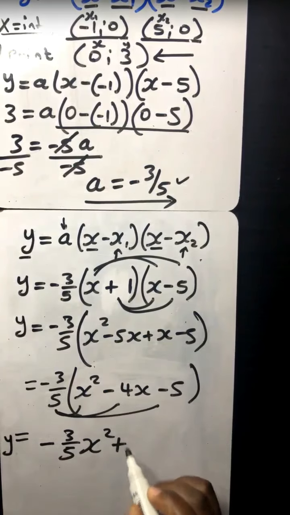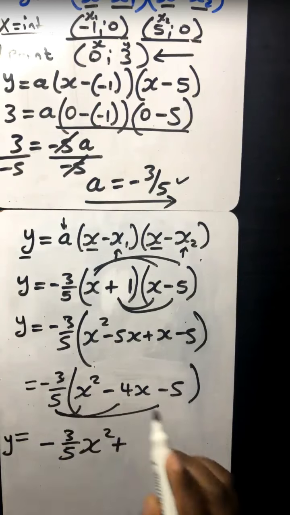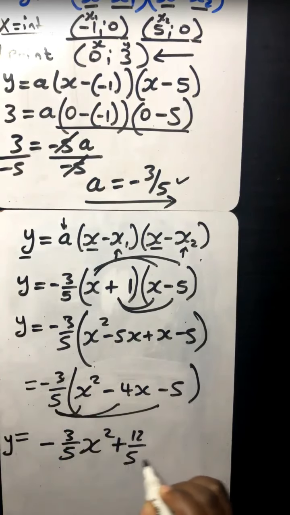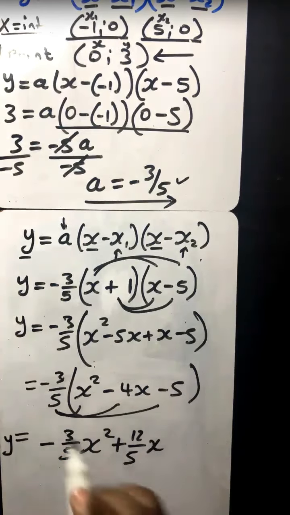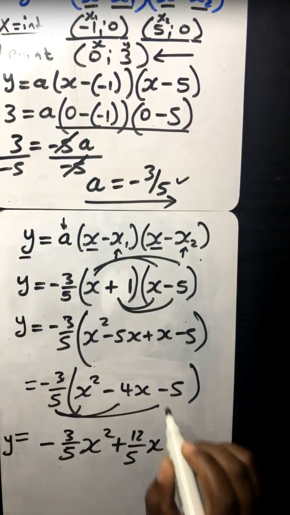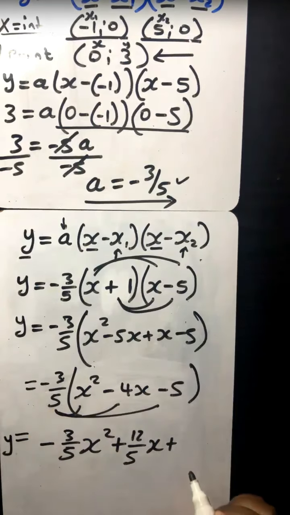One thing for sure, it's a positive number. And then again, what is 4 times 3? I think it's 12. It's going to be 12 over 5x. Then you multiply that again by that. One thing for sure is positive because of that negative and that negative. Then 5 and 5 will cancel. Then you have +3.